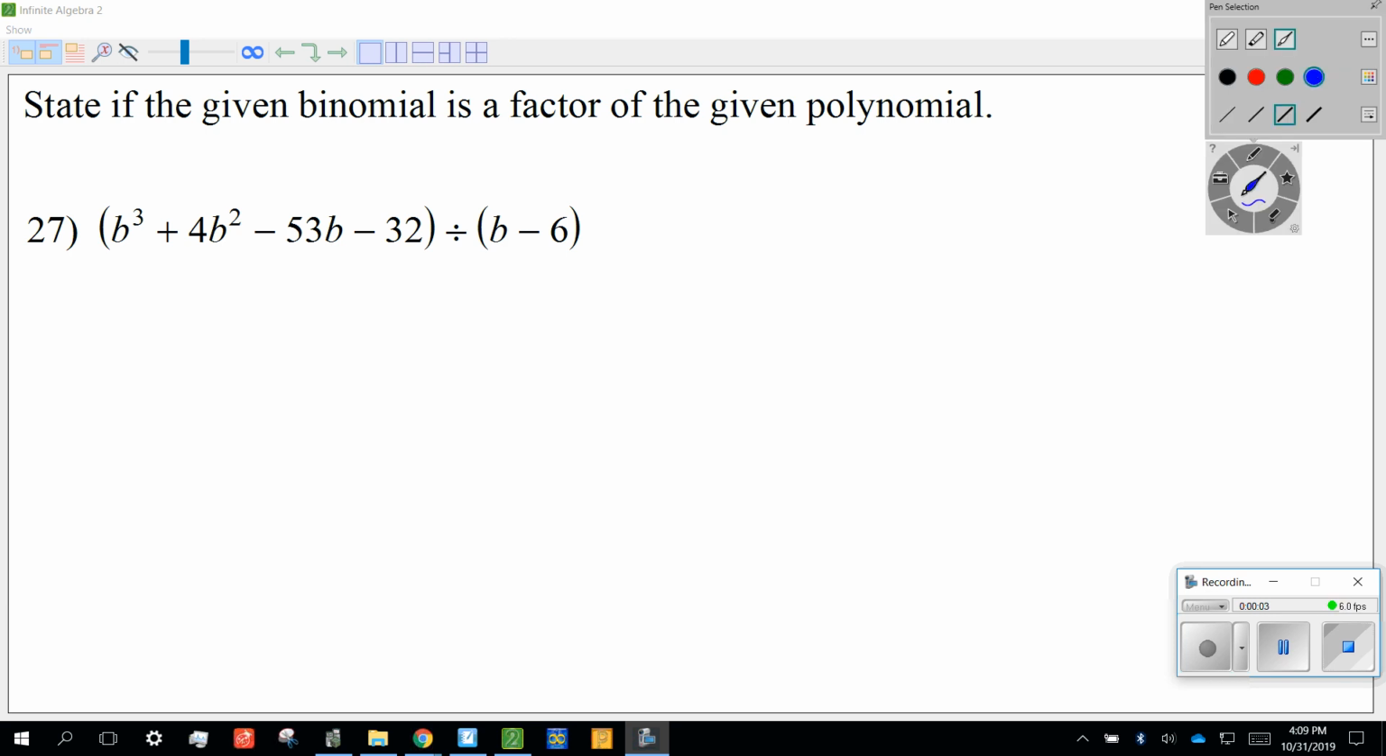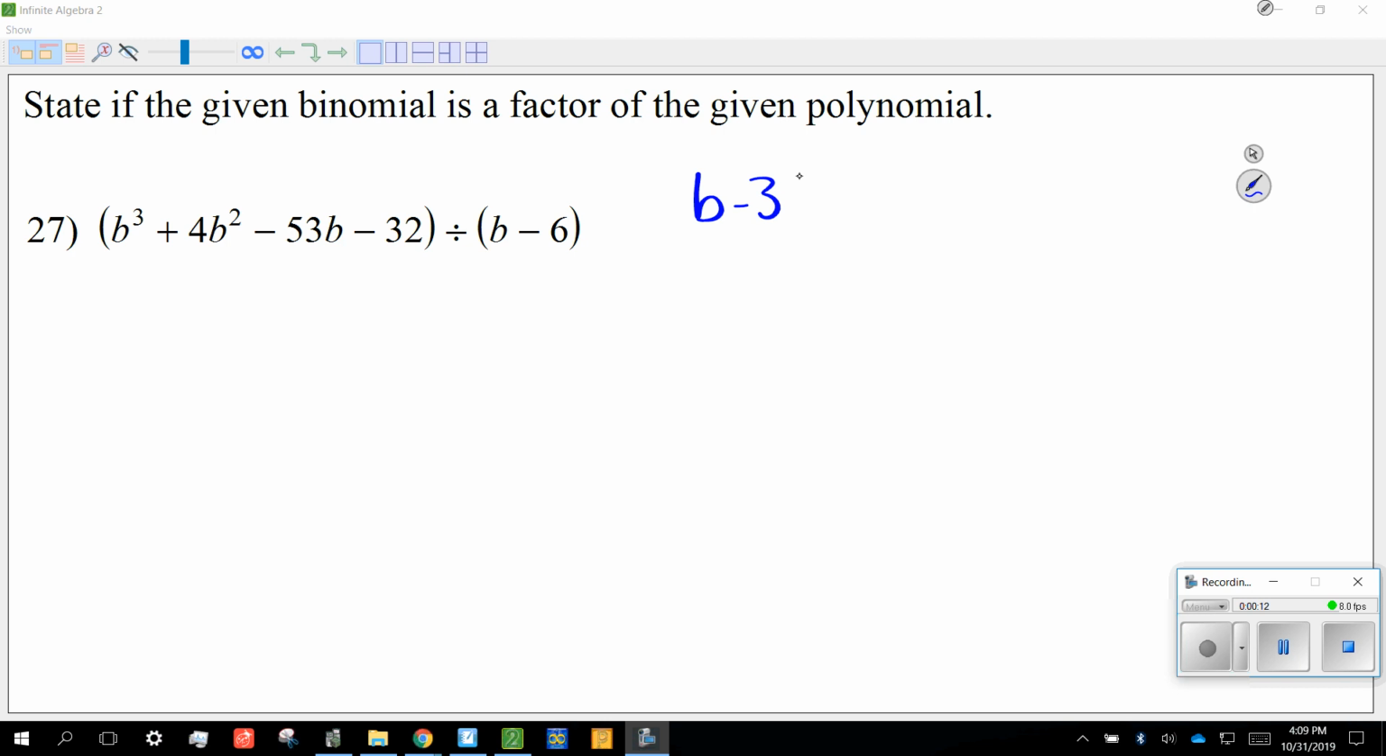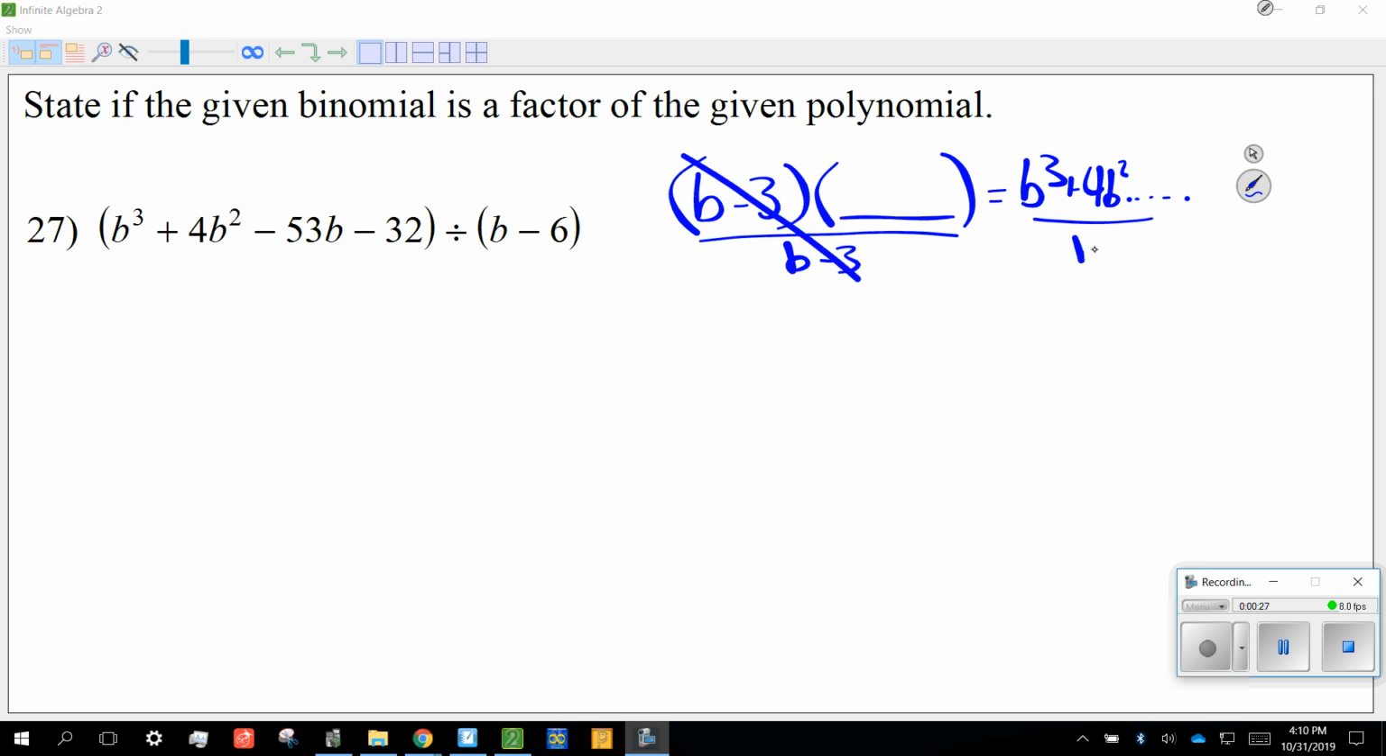We're supposed to state if b minus 6 is a factor of that polynomial. So we're asking, is there something I can multiply b minus 3 by to get the b cubed plus 4b squared, the rest of it? I can find that out by dividing both sides by b minus 3, using long division or synthetic division. Oh, it's not b minus 3, it's b minus 6.